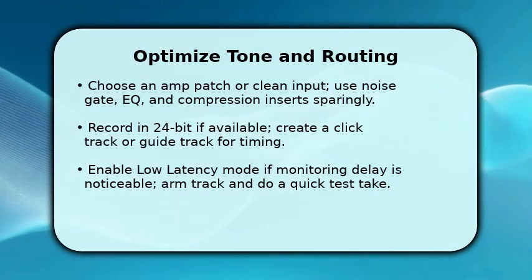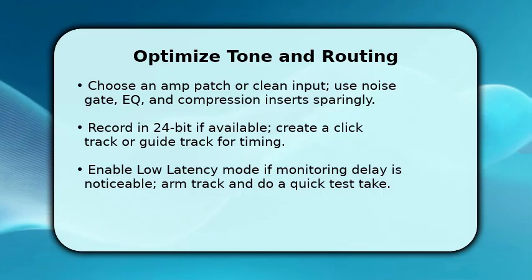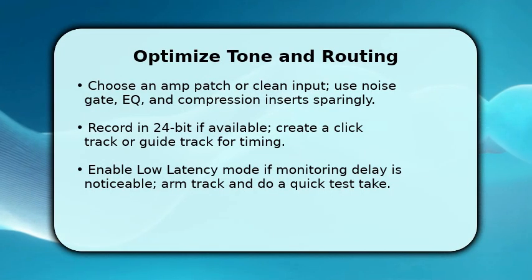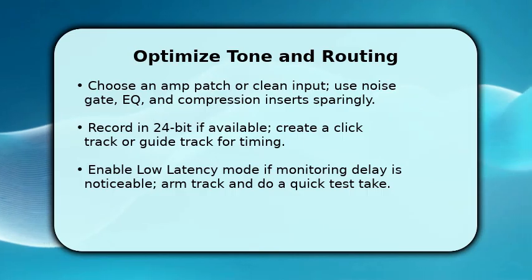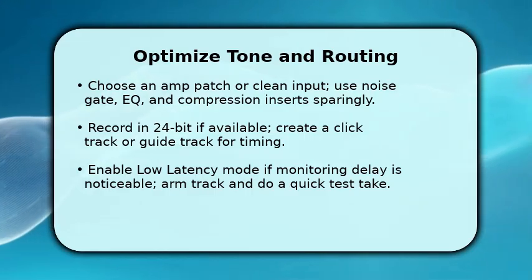Select an amp model, or record direct and load an amp plugin for flexibility. Use EQ to cut muddiness and compression to control dynamics, but avoid overprocessing. Record in 24-bit for better headroom and create a guide track or click for consistent timing. If you hear delay while monitoring, enable low latency mode to reduce the buffer.